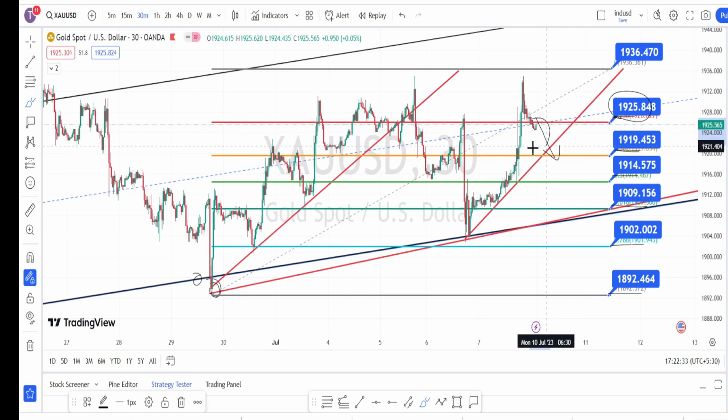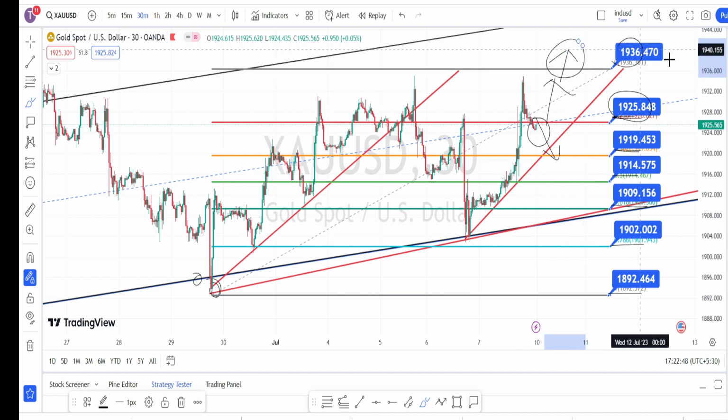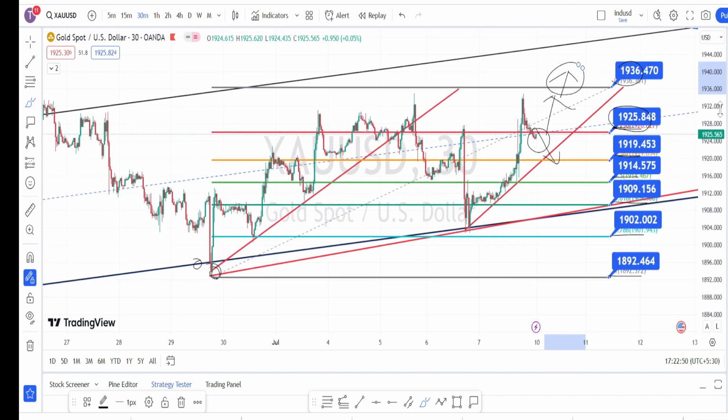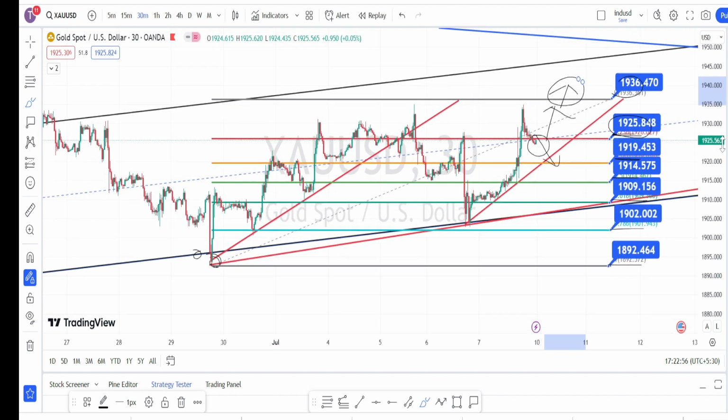And on the bullish side, if the price action breaches this current resistance level of 1925, the next level of resistance is going to be around 1936. Once the price action breaks this resistance level of 1936, we can expect the bullish side trend to continue in the 30 minutes time frame also. Please refer to the hourly time frame resistance levels for the bullish side targets.